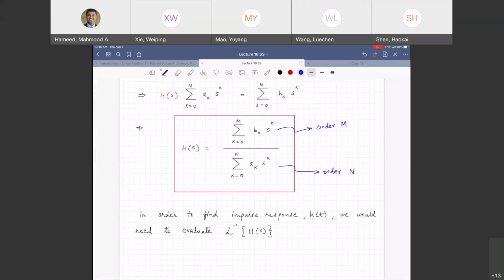And what do you do from here? Well, you do partial fractions, and then you start with factoring, right? So you factor the denominator, you do the partial fractions, then find their individual inverse Laplace. So in order to find the impulse response, which is h of t, what do you do? You evaluate the inverse Laplace transform of h of s, which involves performing partial fractions, factoring the denominator, going through the partial fraction expansion, then finding out the inverse Laplace transform of each partial fraction that you got. Good.